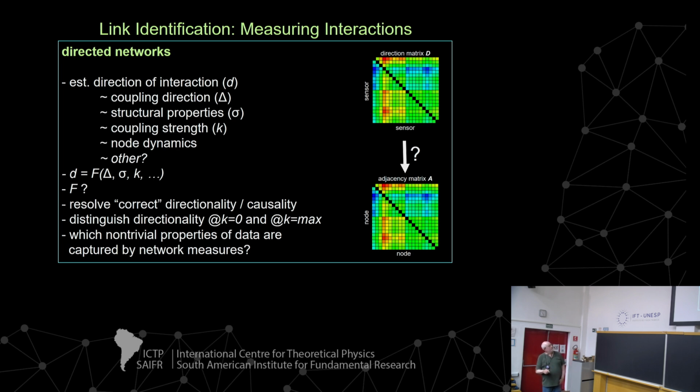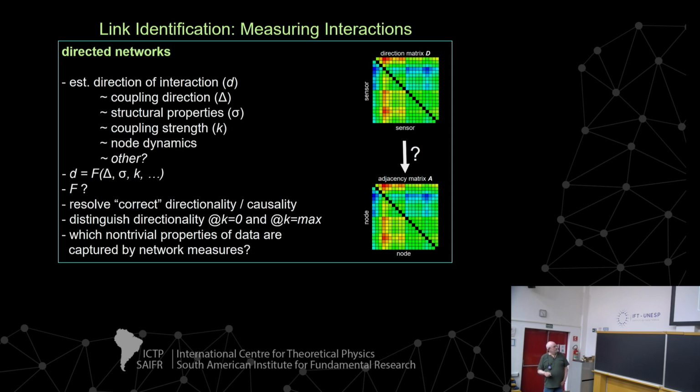This depends somehow on the coupling direction in your system. If you don't know that, you might end up with true or false indications of a direction just because of something. This something could be a structural property, the coupling strength, the node dynamics, and many, many other aspects can go into this relationship. If you don't know that, what do you learn from that, and how can you model that?